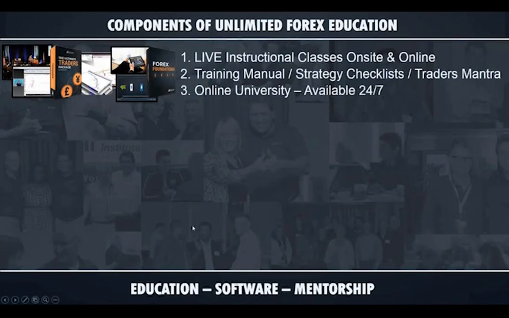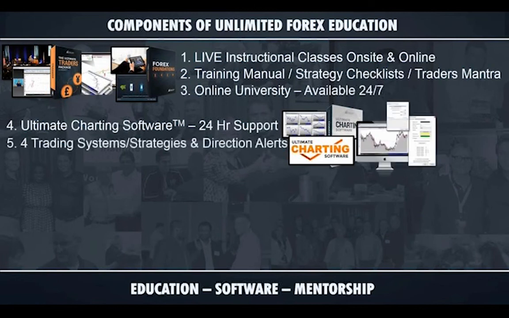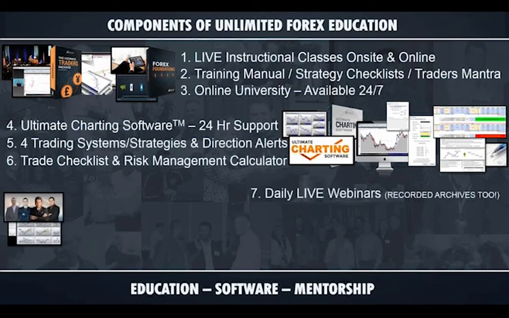Now, on top of that, you're going to get the Ultimate Charting software. Every tool, every indicator I showed you of our proprietary tools, our smart tools, you get 4 trading systems, strategies, and directional alerts. You also get a trader's checklist and a risk management calculator. The trader's checklist is another electronic checklist that you check through every trade that increases the probability of your trades going your direction. Really an incredible technology and tool. You get the daily live webinars.